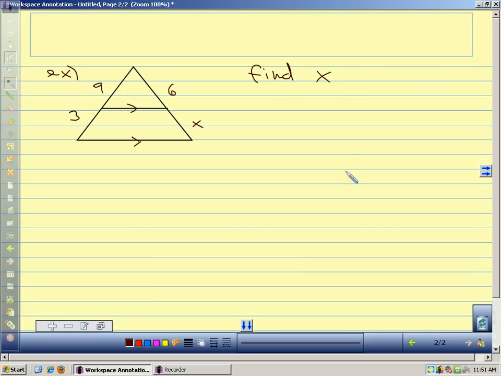So I can set up a bunch of different proportions. The first one that I think of is, I'm going to say 9 divided by 6. I'm going to do the top part divided by the top part equals the bottom part divided by the bottom part. Right. And then I cross multiply. 9x equals 18, divided by 9, and x equals 2.